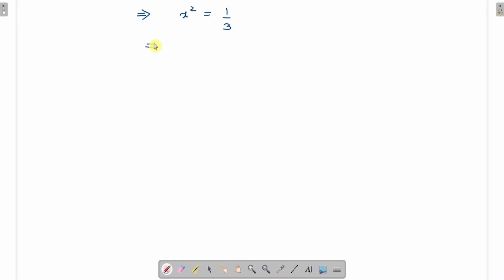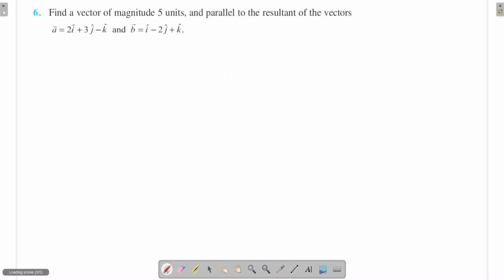So this will imply x is equal to plus or minus root of 1 by 3. So that means x is equal to plus or minus root of 1 is 1 divided by root of 3, which is 1 by root 3. So that is the answer. Now let us go to the next problem.